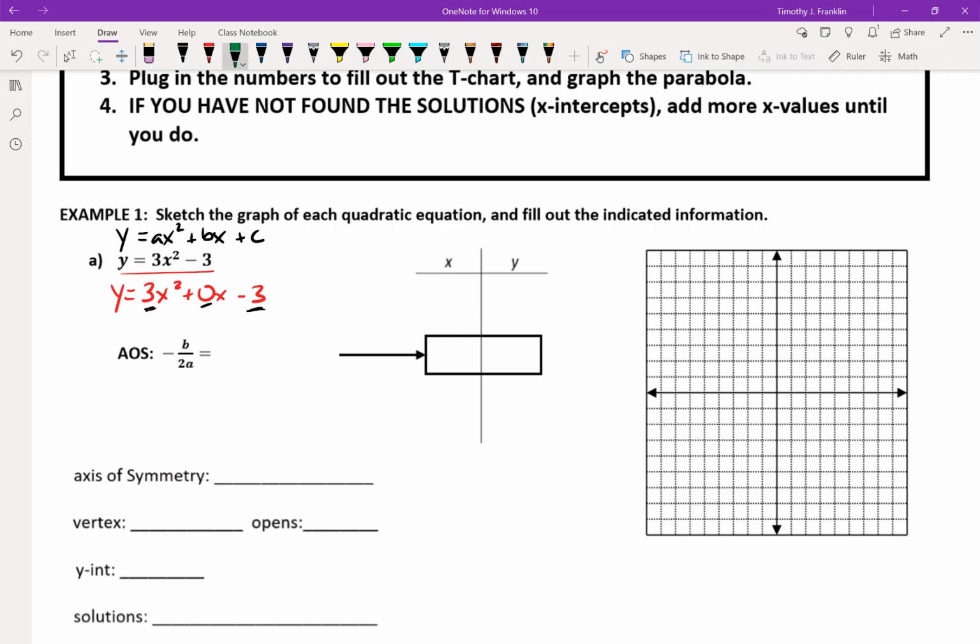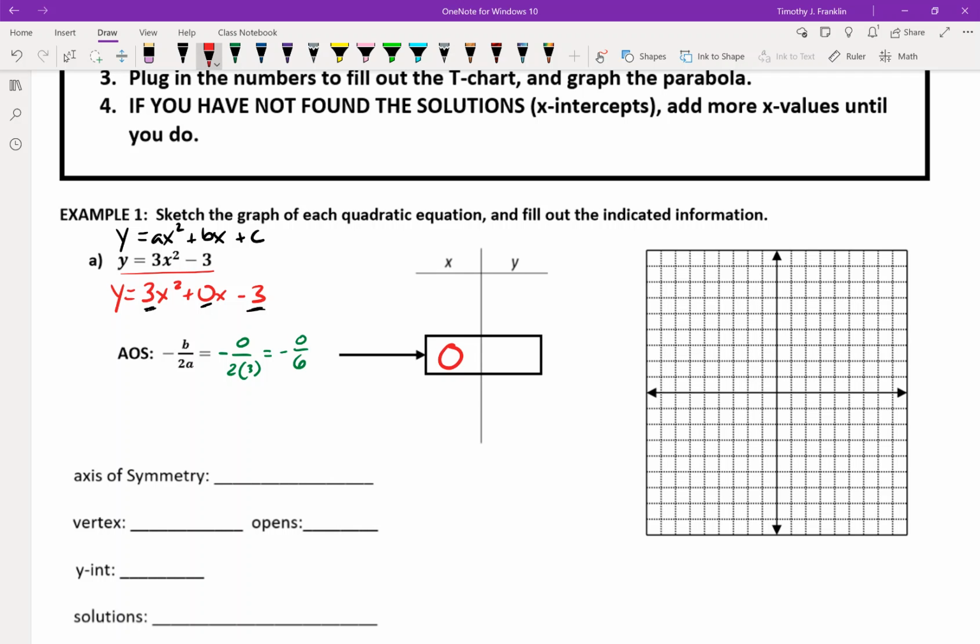Now to find the AOS, or axis of symmetry, we want to use the formula negative b over 2a. And so we just plug in those values. B is 0, and a is 3. So we end up with negative 0 over 6, and 0 divided by anything is just 0. Okay, so we know that our AOS is 0.